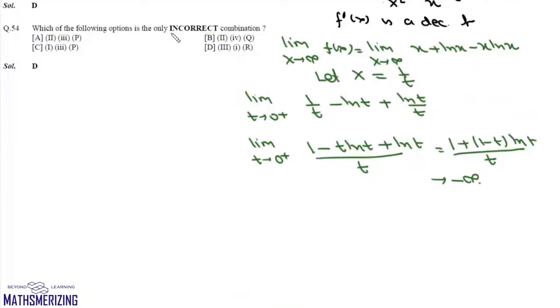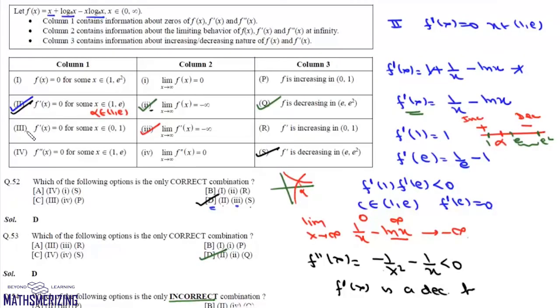And finally, it is talking about the only incorrect combination, and this is 3, 1 and r. So we look at 3, 1 and r. Now third is f dash x is 0 for some 0 to 1. Now we have already proved that f dash x is 0 only at one point alpha, and that point lies between 1 and e. So it cannot be 0 between 0 and 1.